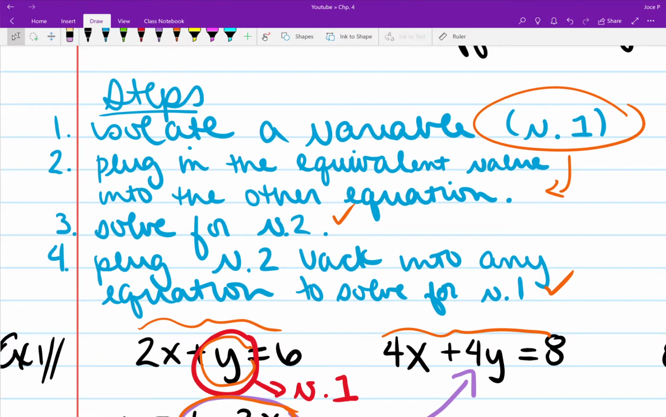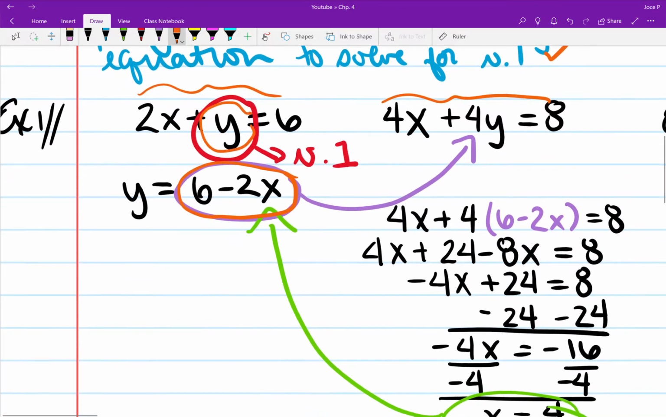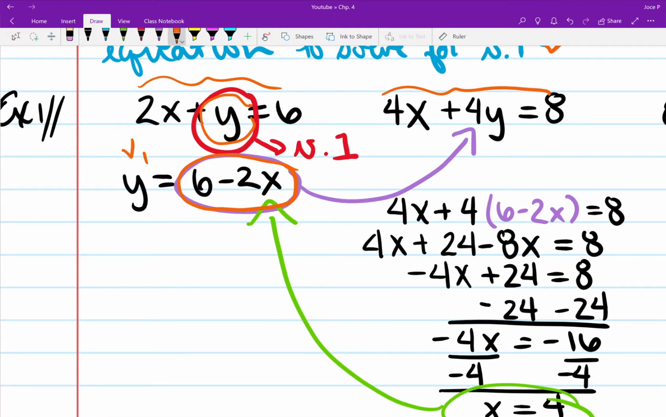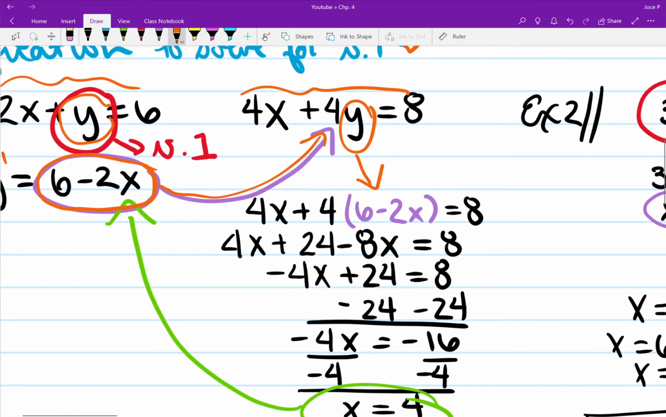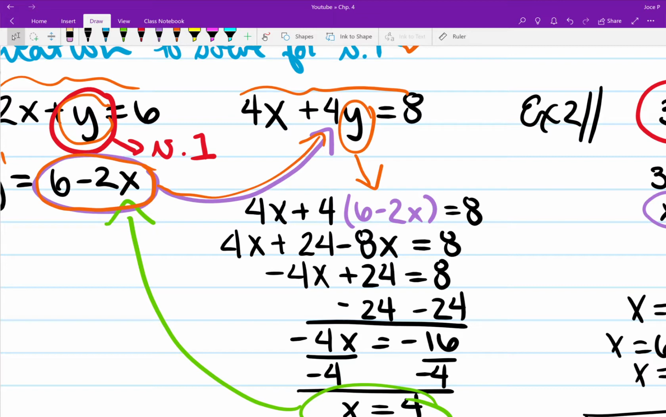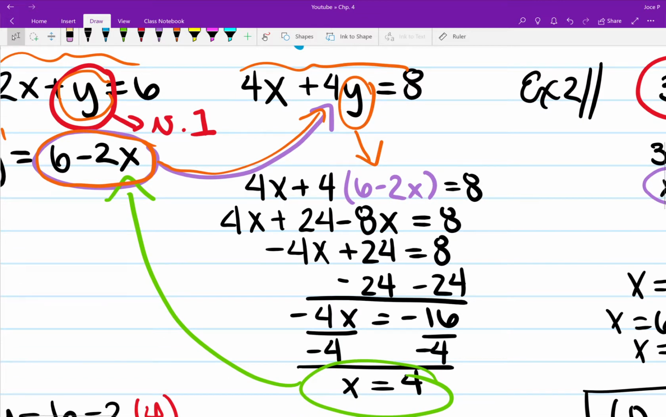Step 2, plug in the equivalent value into the other equation. The equivalent value of v1, y, is 6 minus 2x. So we're going to plug that into the other equation, equation 2, for y over here. So now we're going to be able to solve for v2, which is x. v2 equals x. So we're plugging that back in, and now we're solving for our v2, x.